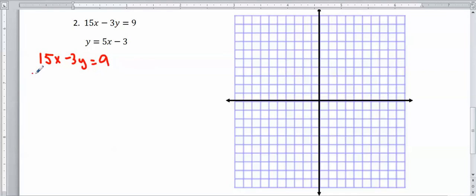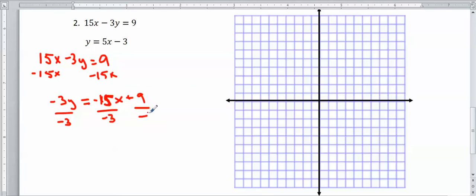Okay, so we should have subtracted 15x, to get negative 3y is equal to negative 15x plus 9. And then divide everything by negative 3. So you get y is equal to 5x minus 3. Ooh, well, that's a problem. We should have noticed that both of these equations are exactly the same, right? y equals 5x minus 3, y equals 5x minus 3.